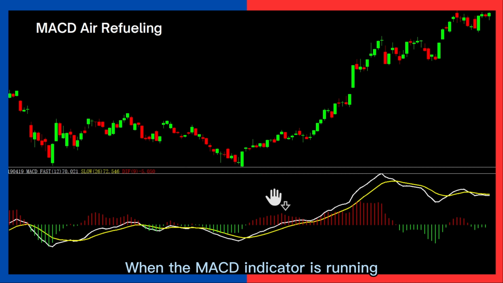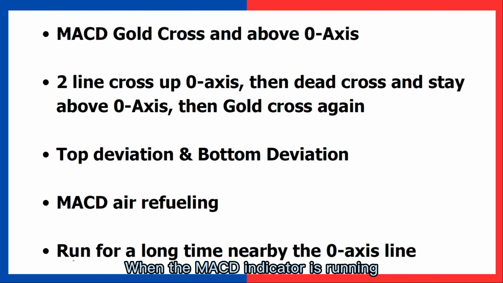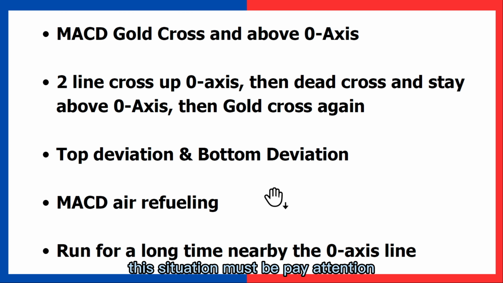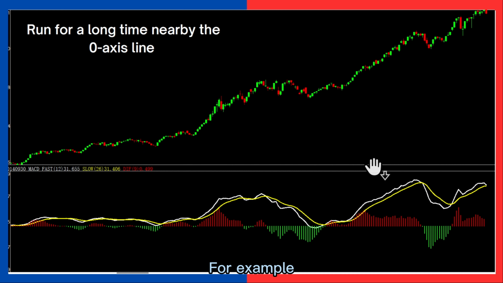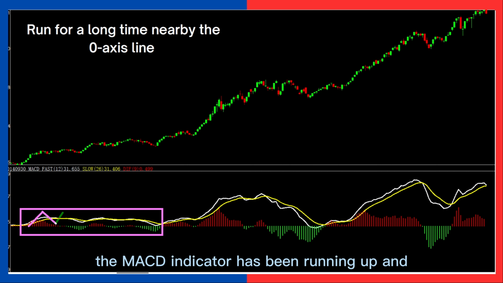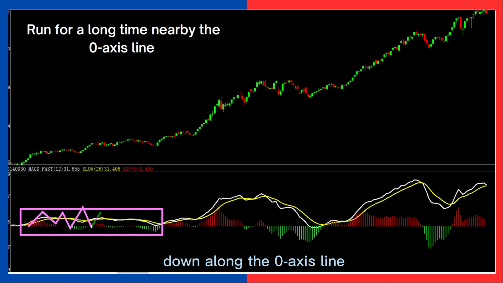Method 5. When the MACD indicator is running for a long time near the zero axis line, this situation must be paid attention to. For example, like the attack index. If we zoom in on the chart, it may be clearer. Before the market trend starts, the MACD indicator has been running up and down along the zero axis line, and the amplitude is not very large. Moreover, the running time is not very short.